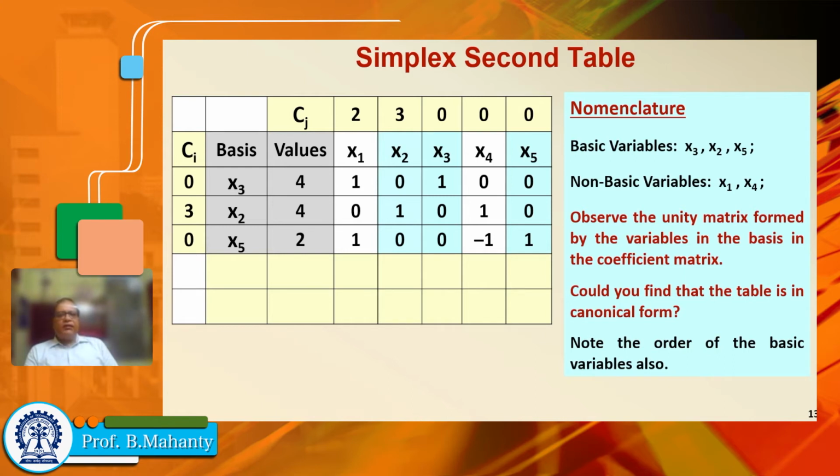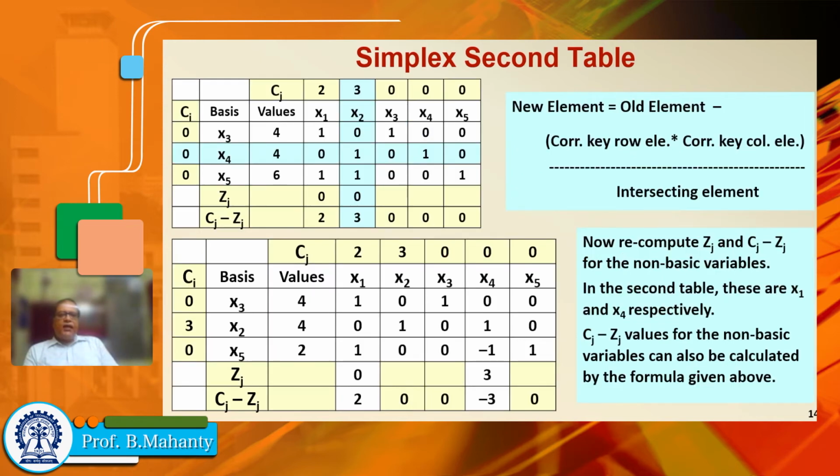Basic variables now are x3, x2 and x5. Non-basic variables are x1 and x4, which are shown in white. Observe the unity matrix formed by the variables in the basis of the coefficient matrix in that order. That means x3 is 1 0 0, x2 is 0 1 0, x5 is 0 0 1. Could you find that the table is in canonical form? Yes, it is in canonical form. Note the order of the basic variables also. That means the unity matrix will be formed by the variables in the basis when taken in this order. What is that order? x3, then x2 and then x5. So then we get the simplex second table.